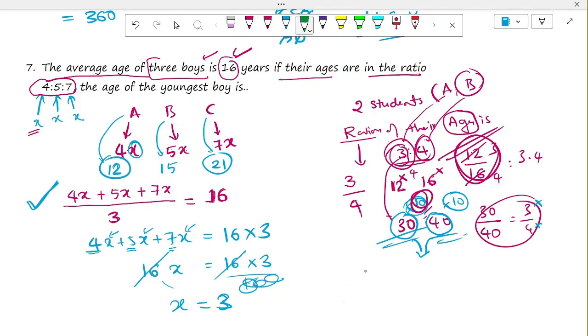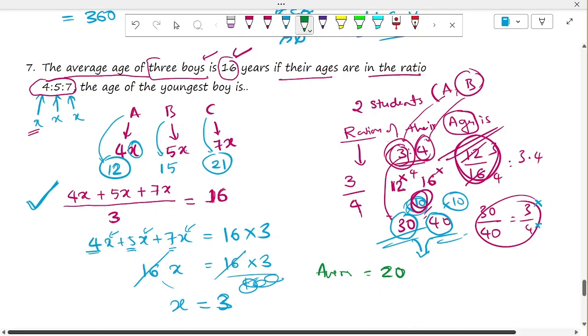Now I am giving the average as 20. Okay, and I am giving the ratio of two boys. I'll give you a simple question. The ratio of ages of two boys is 6 is to 4. So find the ages of each of the students.